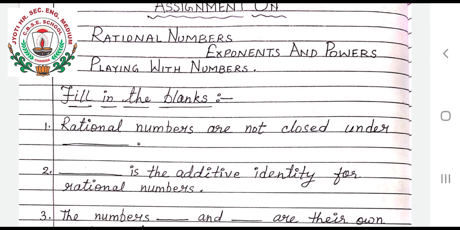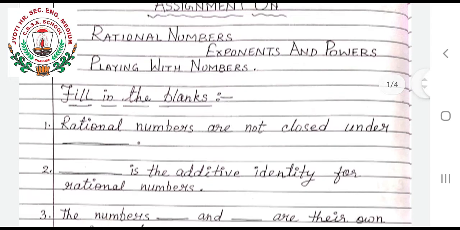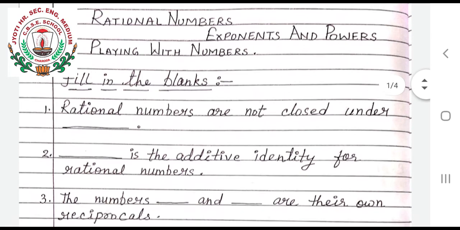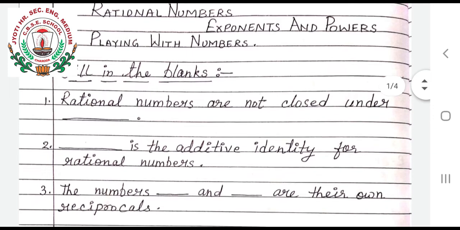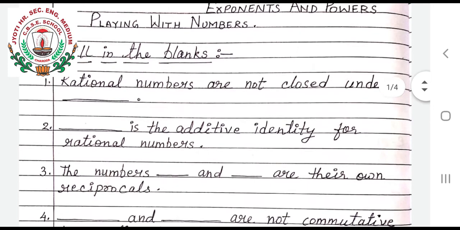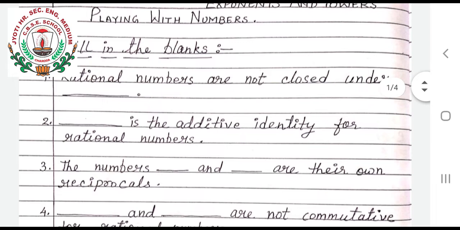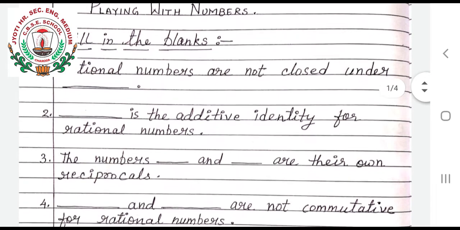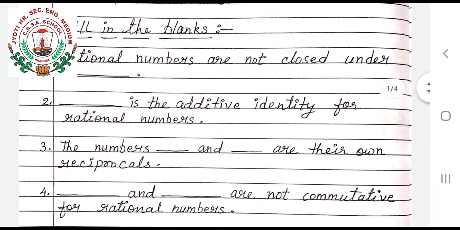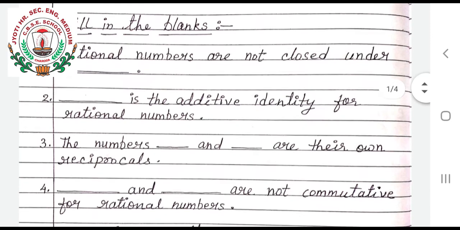So here the assignment questions first start with fill in the blanks. These fill in the blanks are from the properties, or what we have discussed, all these points given in your chapter. Like first, rational numbers are not closed under dash, meaning under which of addition, subtraction, multiplication or division, that you have to fill.